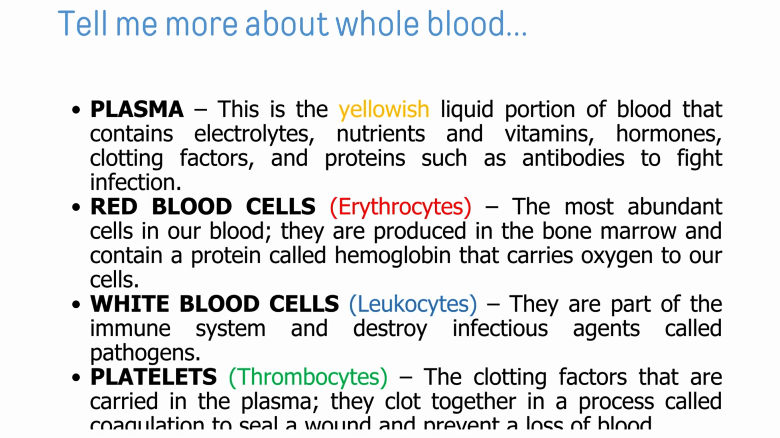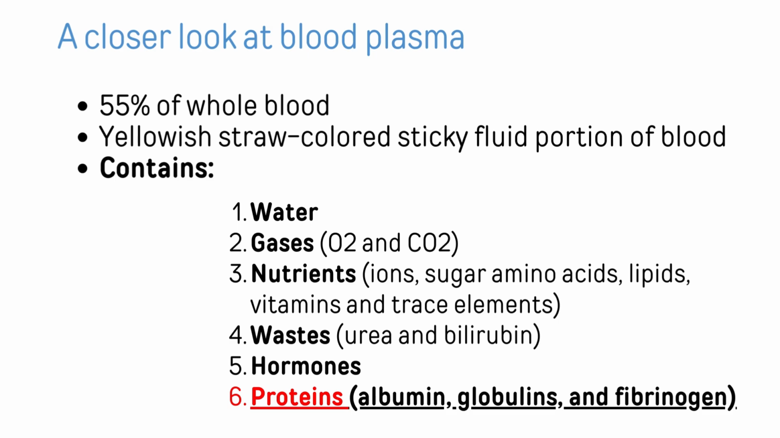And we can also talk more about whole blood, about the yellowish liquid portion, the plasma, and what it holds, like vitamins and clotting factors and proteins. Red blood cells have the general goal of carrying oxygen to our cells. White blood cells help destroy infectious agents called pathogens because they function within the immune system. And platelets participate in blood clotting and contain clotting factors that help prevent the loss of blood through a process called hemostasis. But there's really a lot to look at versus just looking at the general components and general functions. So let's take a closer look at blood plasma.